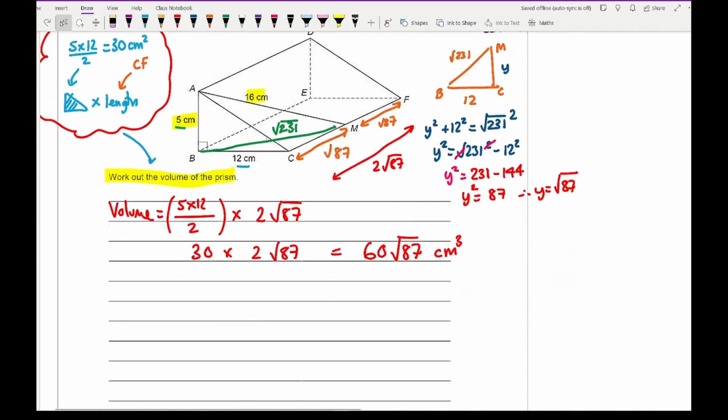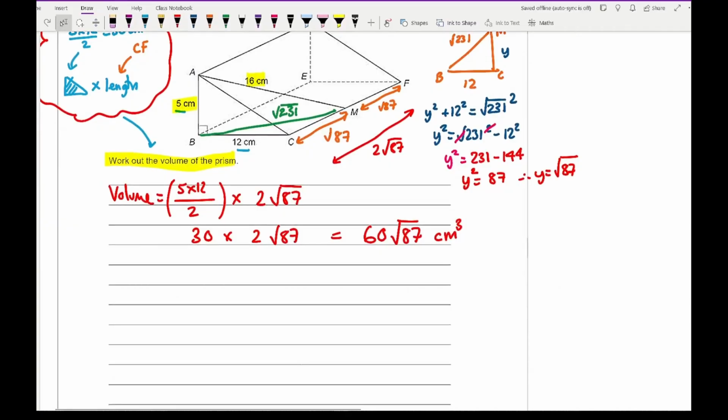But if this was on a calculator, so this is an exact form or surd form, or I could write the answer as 559.6427, and rounded, that is 559.6 centimetres cubed, and that's to 1 decimal place.